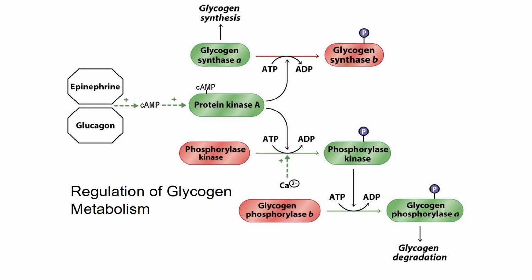So now let's take a look at glucagon. This is another hormone, and it's basically responsible for the long-term maintenance of blood glucose. So when blood glucose levels are low in between feedings, this also is going to turn off glycogen synthesis and activate glycogen degradation.